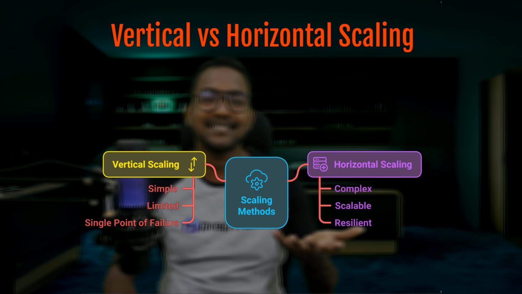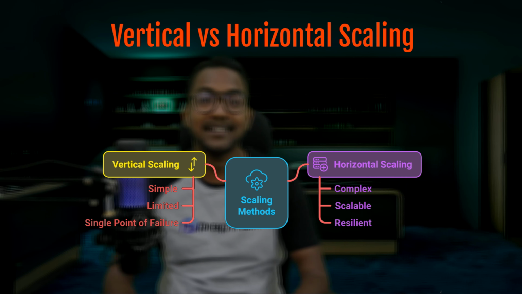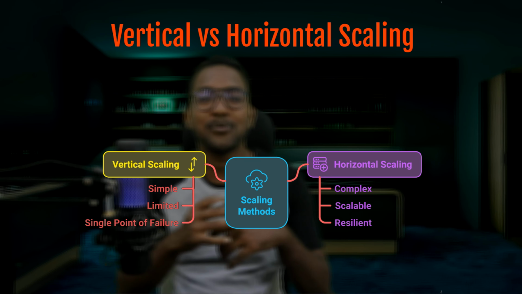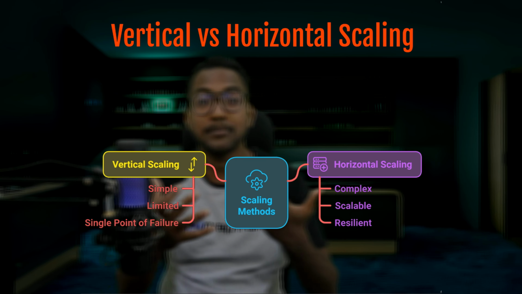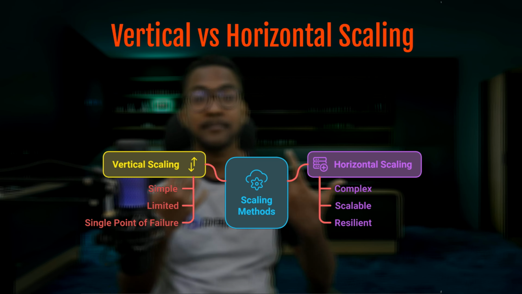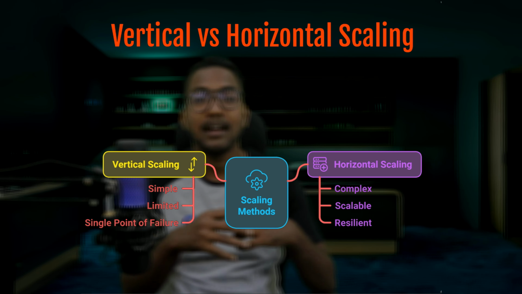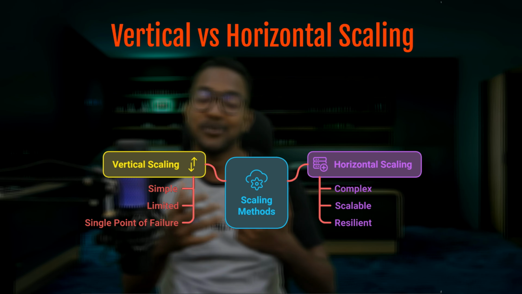And horizontal scaling, however, is like having an entire team of laptops working together, and it takes more coordination, but the team can handle much more than a single upgraded laptop ever could. So understanding the strengths and limitations of both methods is crucial when deciding which approach to use. Next, let's explore real world scenarios where these scaling methods are applied and why companies choose one over the other.